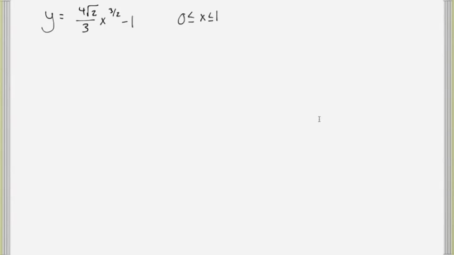Okay. So on this one, to use our formula, we need to know our derivative, or our dy dx. So we would multiply that 3/2 down and lower the power by 1. And the derivative of -1 is just 0, so that doesn't change anything there. I'm going to reduce this. So I end up with 2 square roots of 2 x to the 1/2.